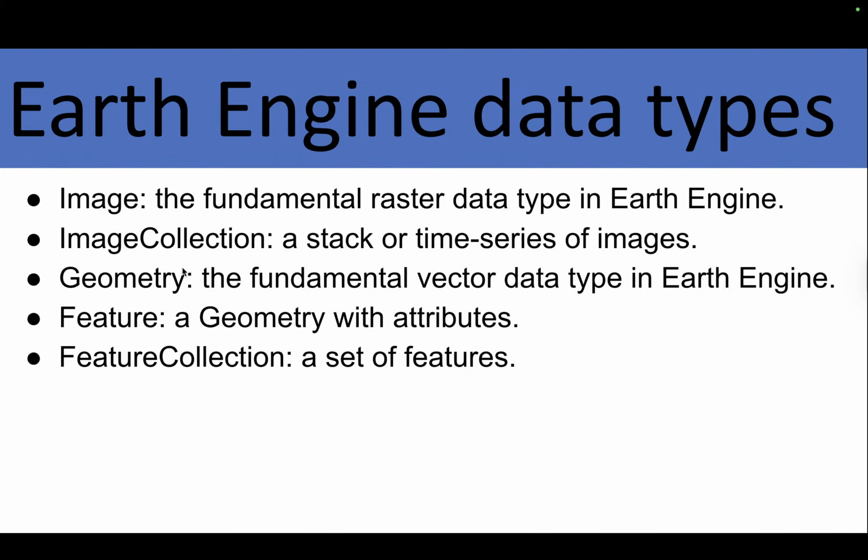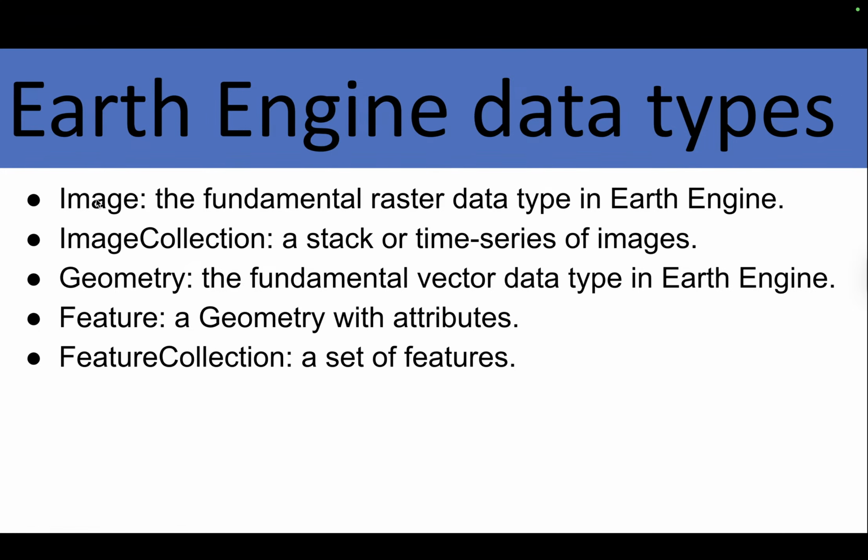Then geometry is another data type in Earth Engine, the fundamental vector data type. Then feature: a geometry with attributes. Attributes are mainly information. Suppose I have a point for Dhaka city, and I add this point, so Dhaka is the attribute. A geometry with an attribute is called a feature. And finally, feature collection, which is basically a set of features.